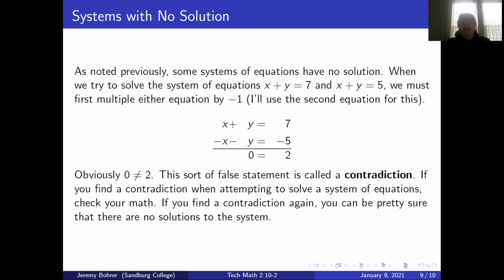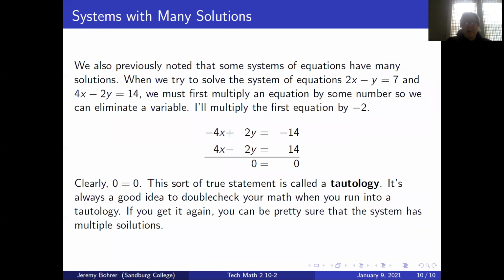But 0 is clearly not equal to 2. This sort of false statement is called a contradiction. If you find a contradiction when attempting to solve the system of equations, check your math. If you find a contradiction again, you can be pretty sure that there are no solutions to the system.